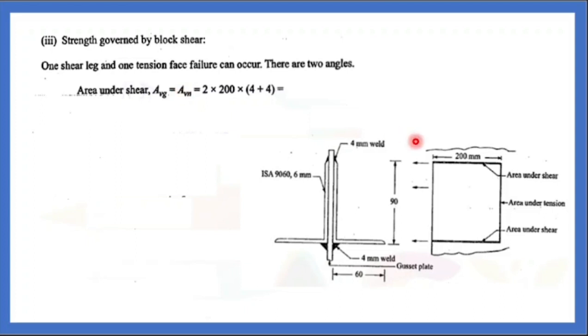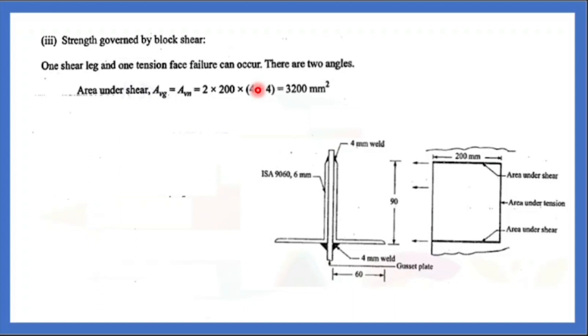What is your length along this axis? 200, this is 200. Simply you can multiply 200 into 2, 4 plus 4. What is the thickness of the weld? You have this welding thickness 3200. And what is another value?